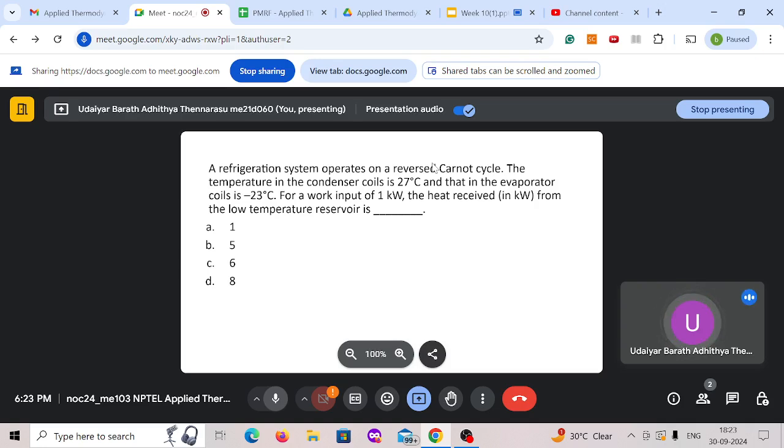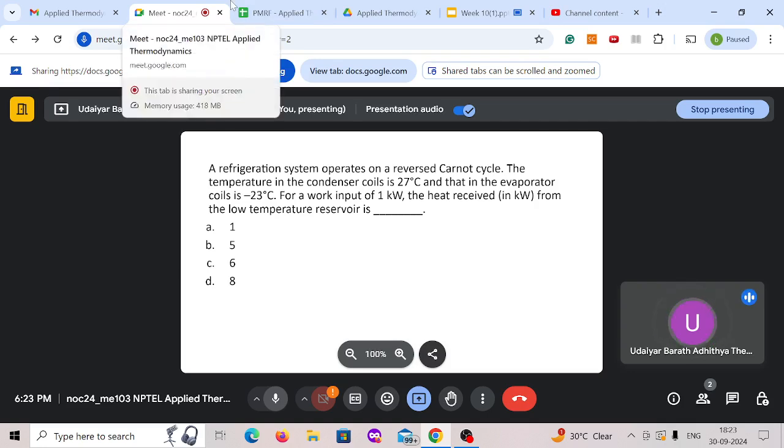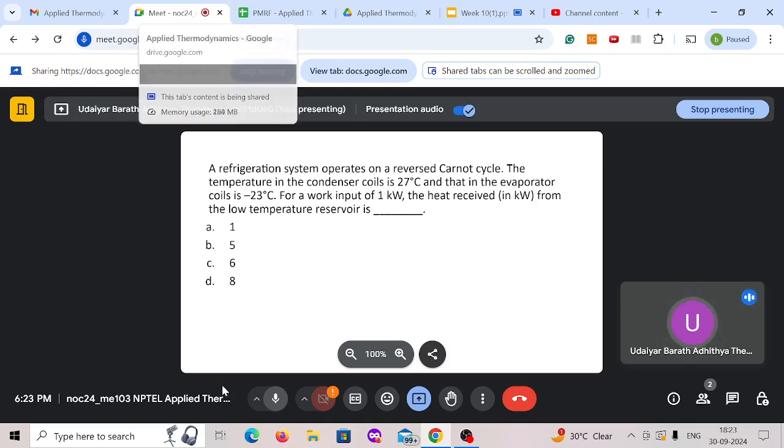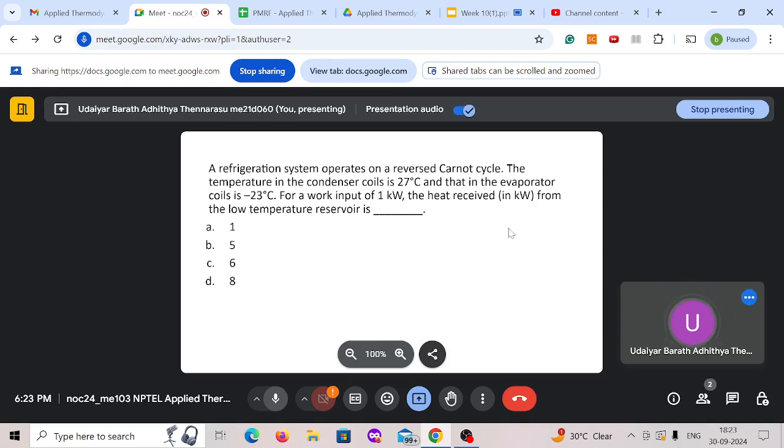So with that note, for this reversed Carnot cycle operating as a refrigeration system, the COP is Q evaporator divided by work done. The work done is 1, so this is equal to COP, which is Q evaporator divided by Q condenser minus Q evaporator. This will be equal to the evaporator temperature divided by the condenser temperature minus the evaporator temperature. So that is your COP.